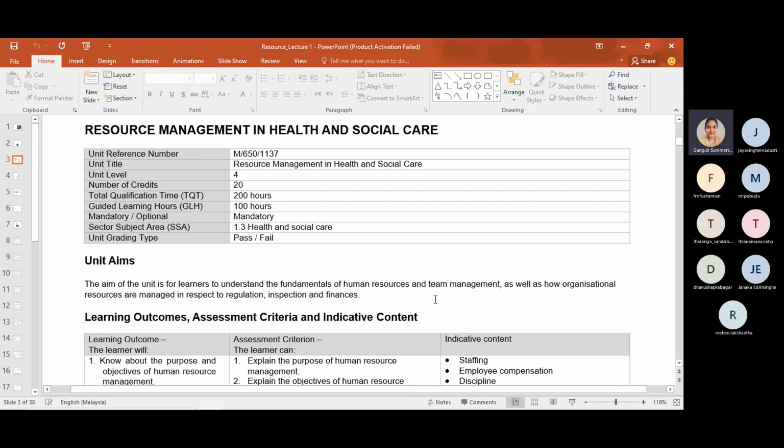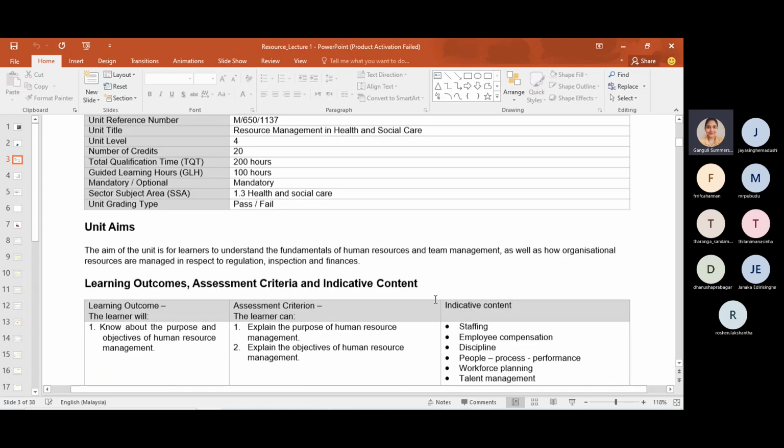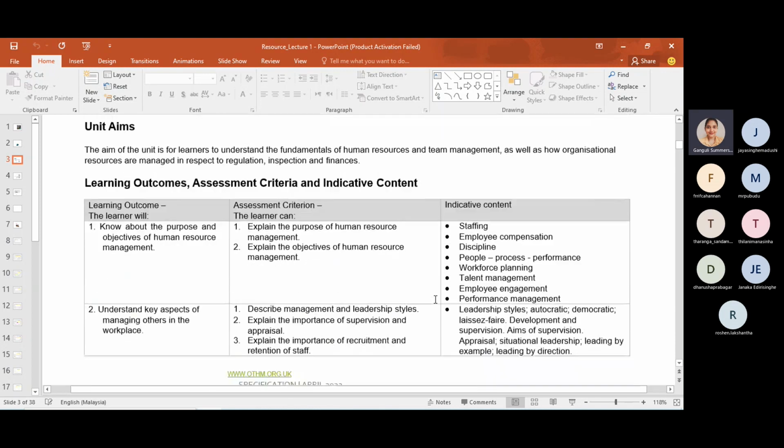The subject area is health and social care, and the unit grading type is pass and fail, same as the communication module. You will be graded either as pass or fail. There are no A, B, C, D grades for this subject. Just like your communication module, for this module also you will be graded as either pass or fail. And there will be only one assignment.